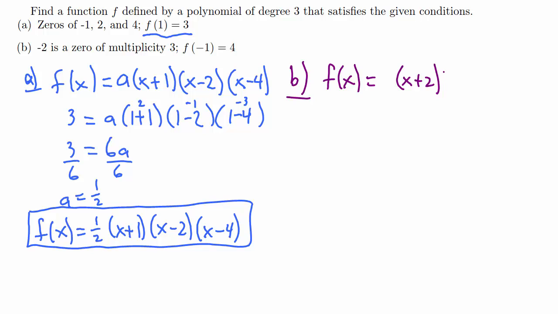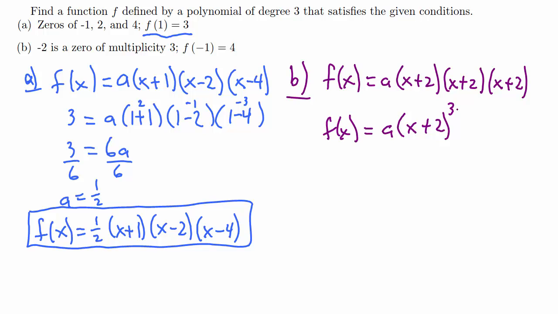But we have to do this 3 times, so it's x plus 2 times x plus 2 times x plus 2. And again, we have that leading coefficient possibility. But notice x plus 2 times x plus 2 times x plus 2 is just x plus 2 cubed. Effectively, what this should tell you is that the exponent for a factor tells you the multiplicity of that factor, or in this case, the zero.